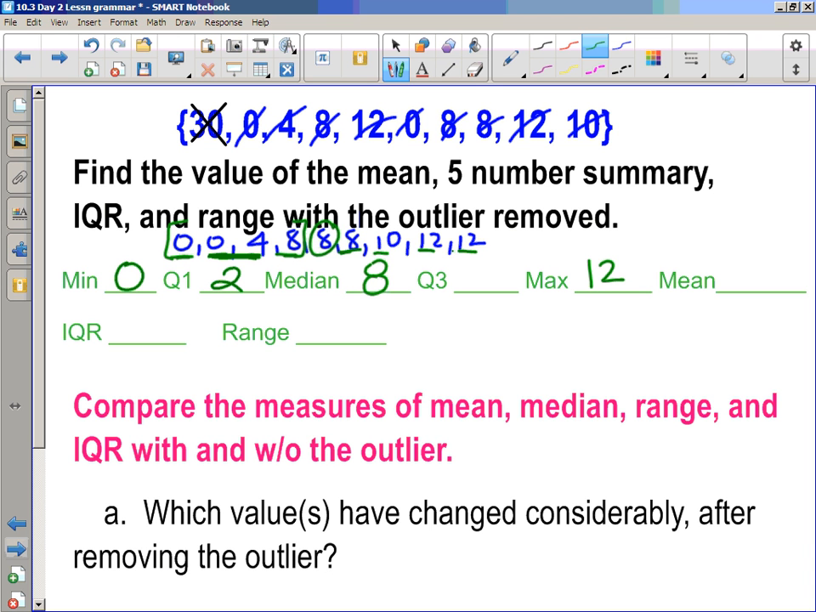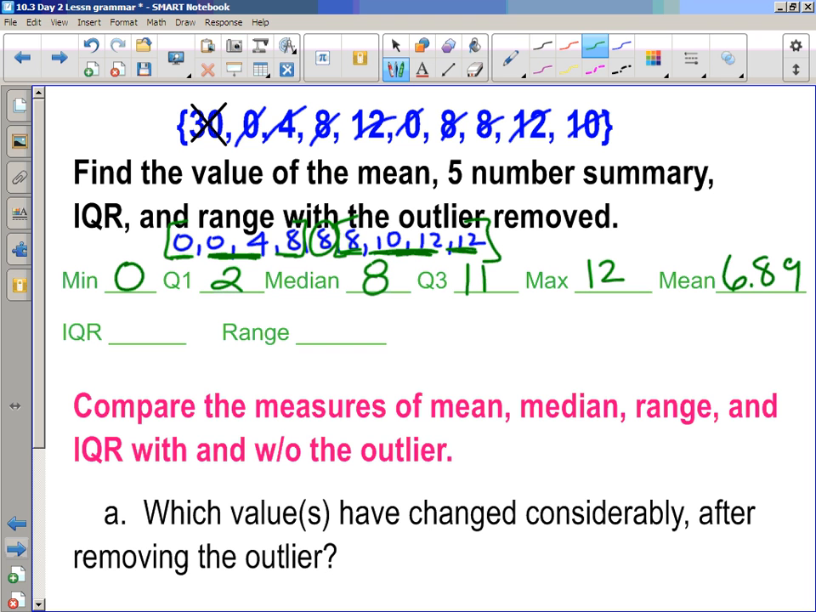And then over here, split my data this way. And when it's between two numbers, you average them. Or you can think, what's exactly between 10 and 12? And I hope you get 11. Next, we're going to find the mean. So 0 plus 0 plus 4 plus 8 plus 8 plus 8 plus. And now I only have 9 numbers. My mean is 6.89.